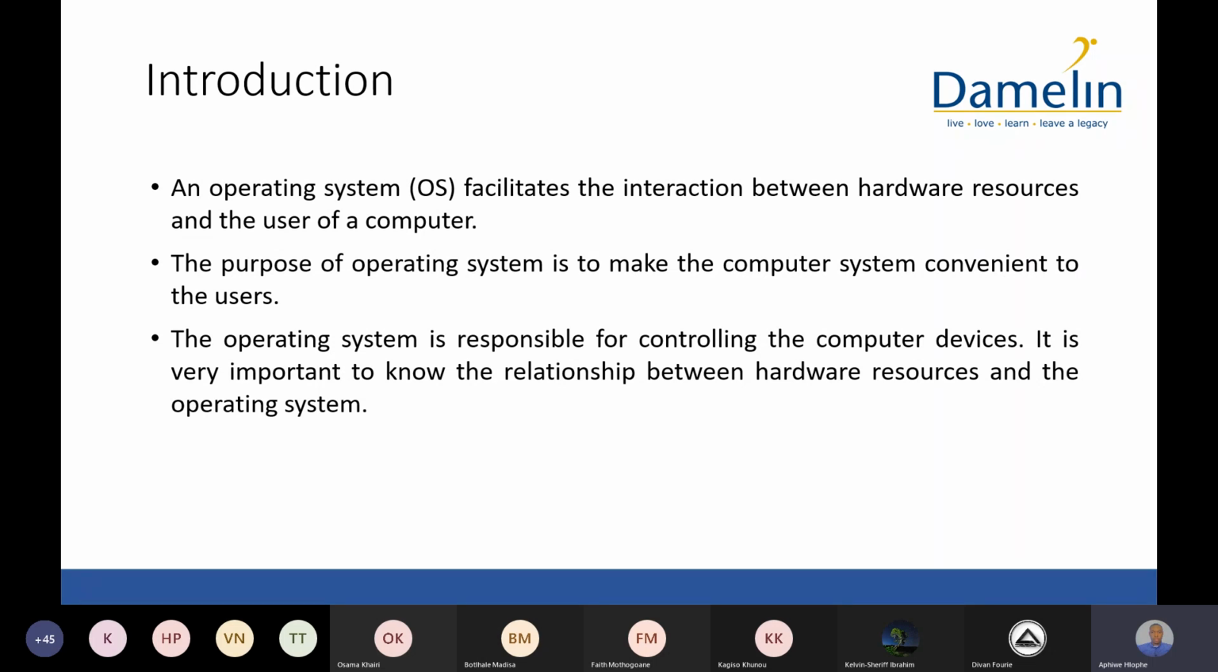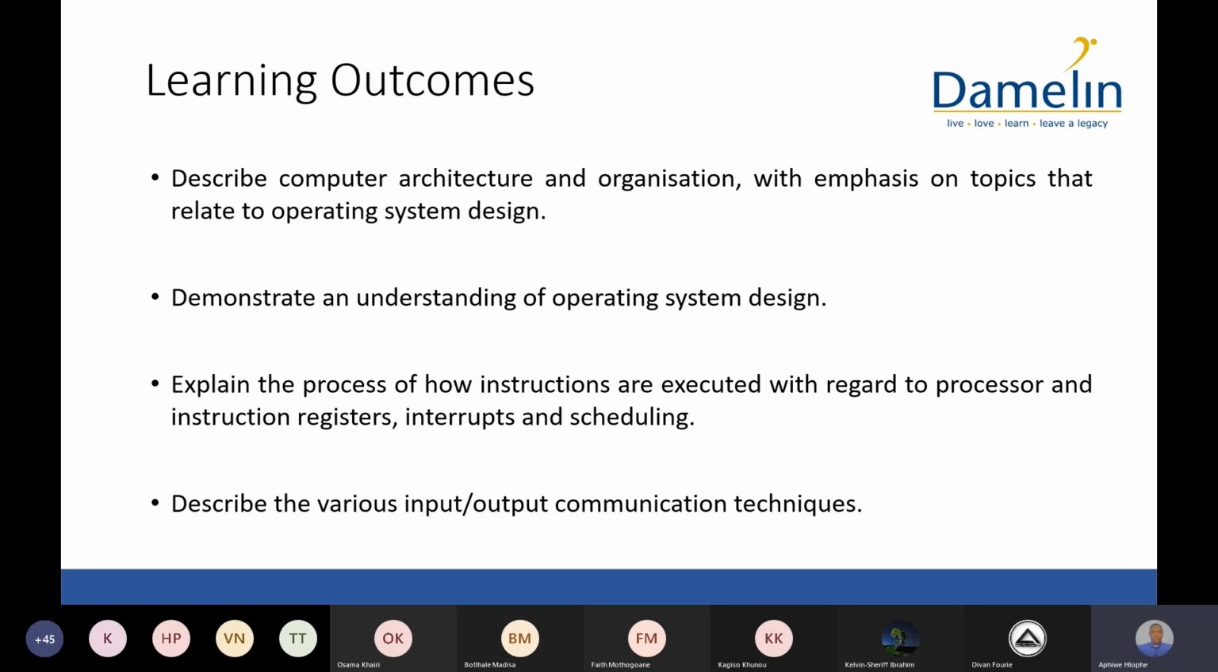In actual fact, this whole module is based around computer architecture. And the operating system, remember, is at the center of that because the operating system controls hardware. It controls how the hardware operates. So our focus, that's why the module is called system software. Another term for system software is operating systems. So we cover the following learning outcomes.